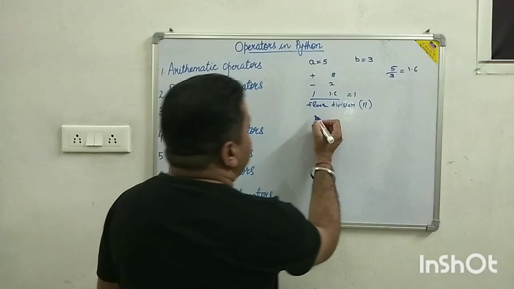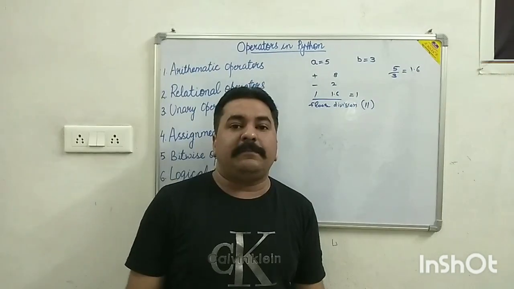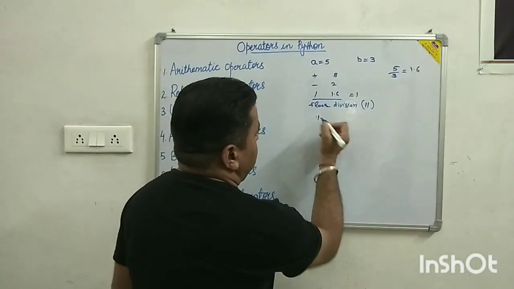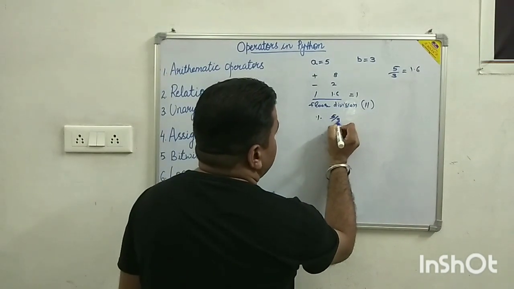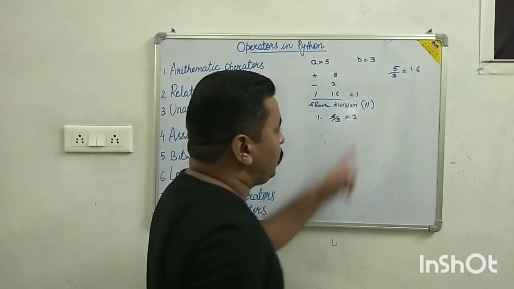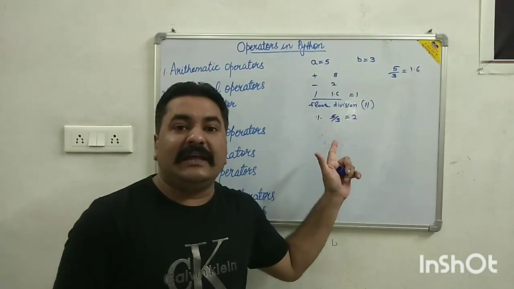The next one is the modulus operator. Modulus means we are getting the remainder of 5 by 3, that is, we are getting the value of 2. This is known as a modulus operator.